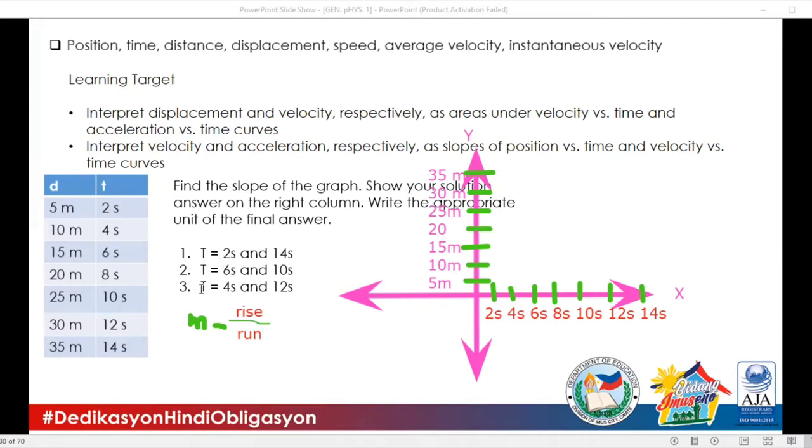So, our time of 2 seconds is here. So 2 seconds and 14 seconds. So we will start at 2 first up to the 14. Okay. Let me use color blue.